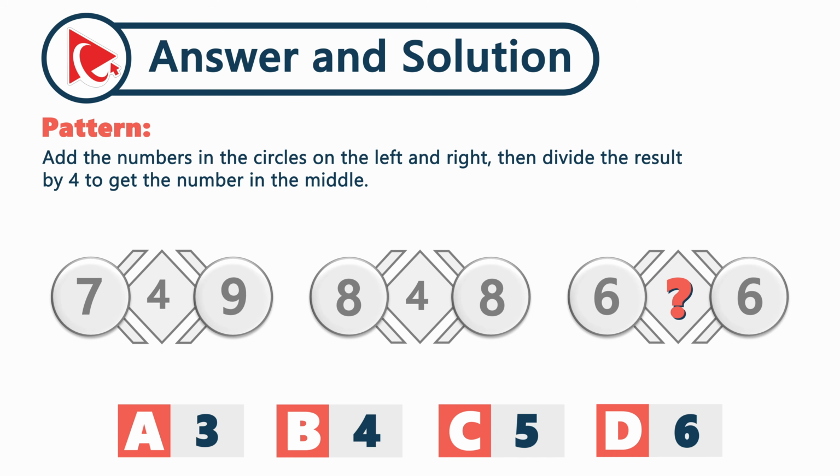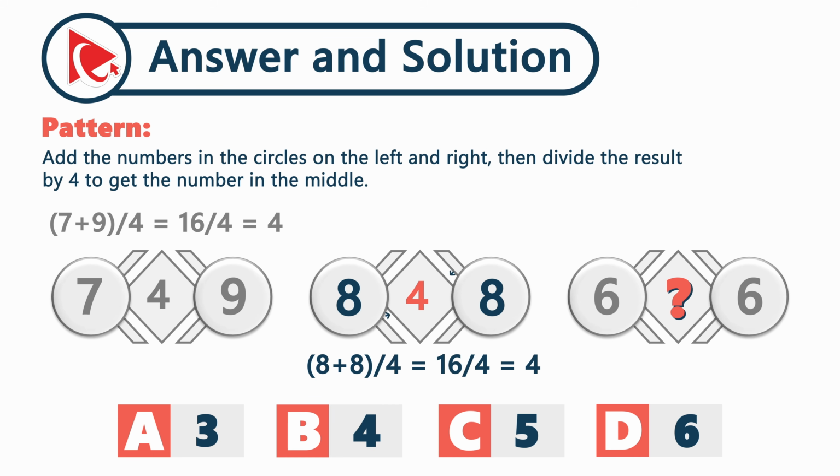First shape has numbers 7 and 9 on the outside in the circles. 7 plus 9 divided by 4 equals 16 divided by 4 and equals 4. This is how the middle number 4 was calculated. Let's confirm this with the second shape. 8 plus 8 divided by 4 equals 16 divided by 4 again and equals 4.